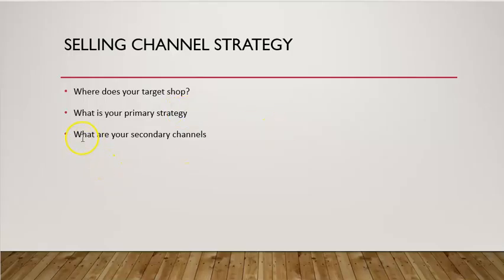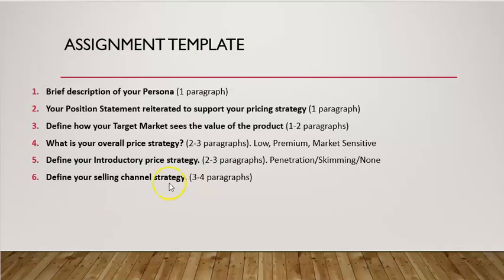Your primary strategy has to be a real powerful one. But you'll have secondary channels, because again, your customers aren't going to always buy exactly the same way from the same place every time. So you need to think about all that as you generate this selling channel strategy, not overall distribution strategy. Okay. So the assignment template, and again, please follow this very literally. I would use these even as headers in your paper itself. So a brief description of your persona. That's basically restating what you've already been saying all along, who the persona is. Your position statement reiterated to support your pricing strategy. That should be a summary of the position statement that you already developed.